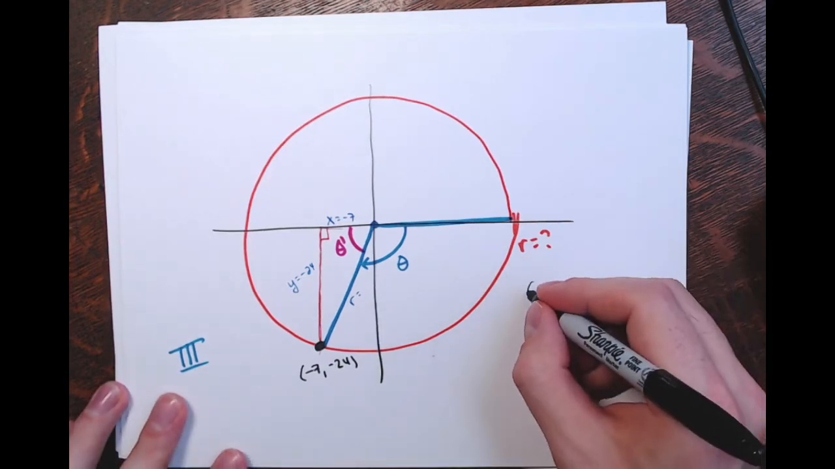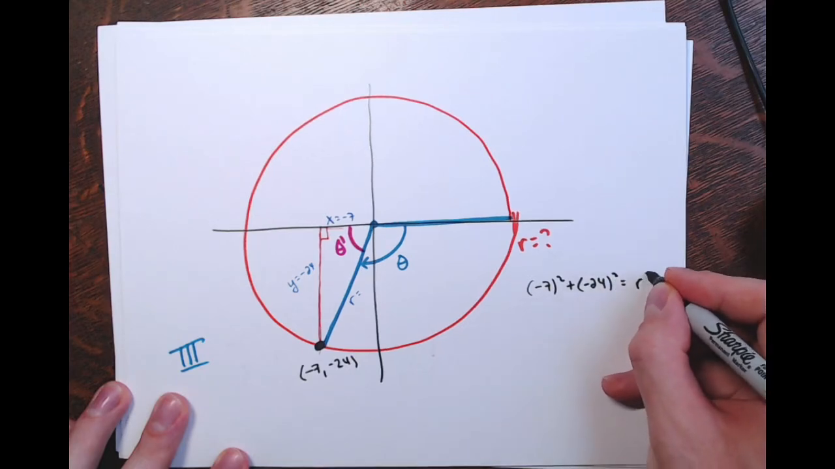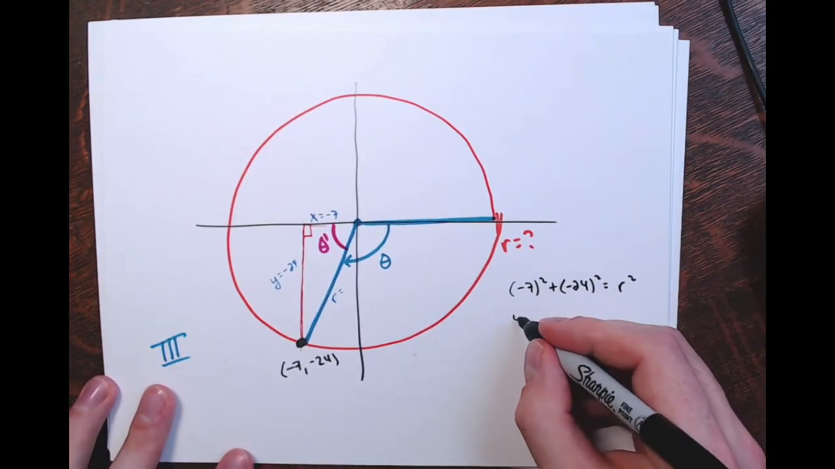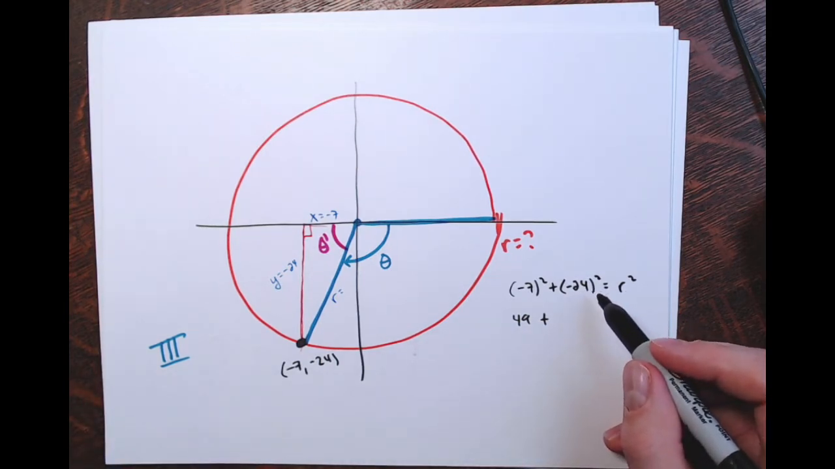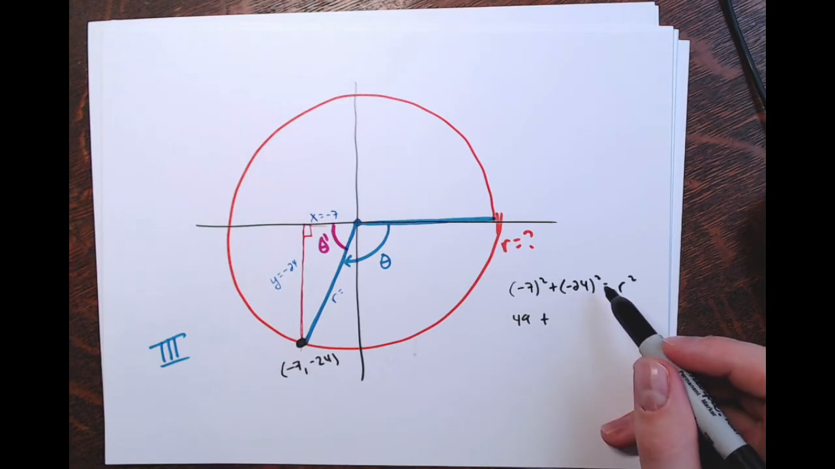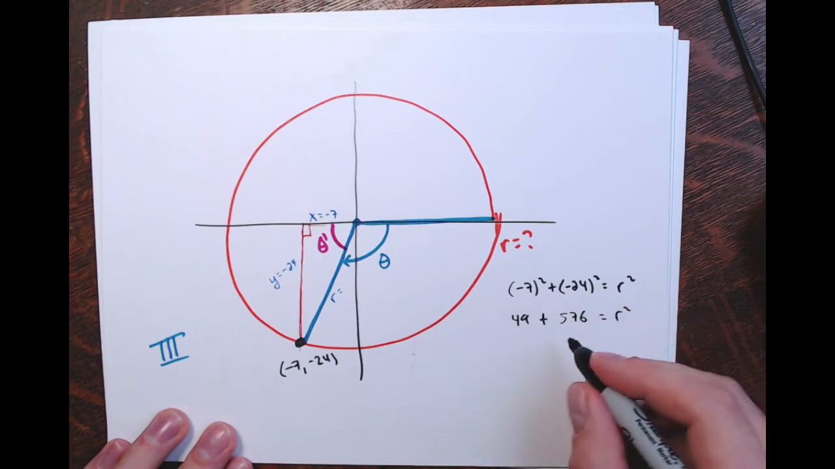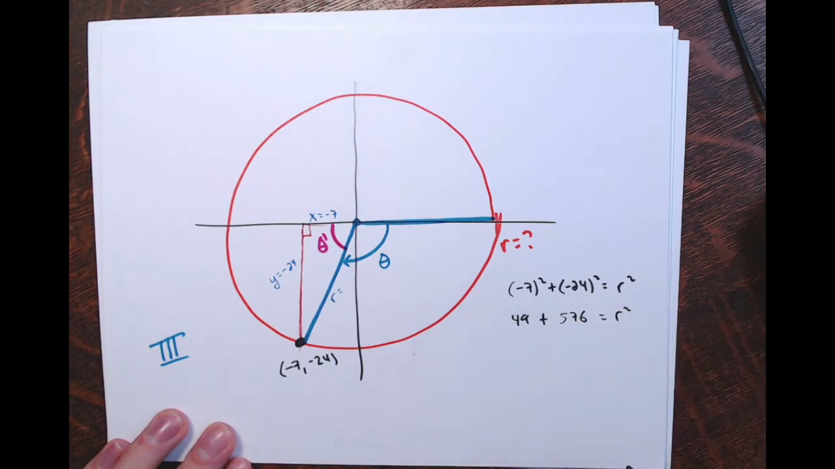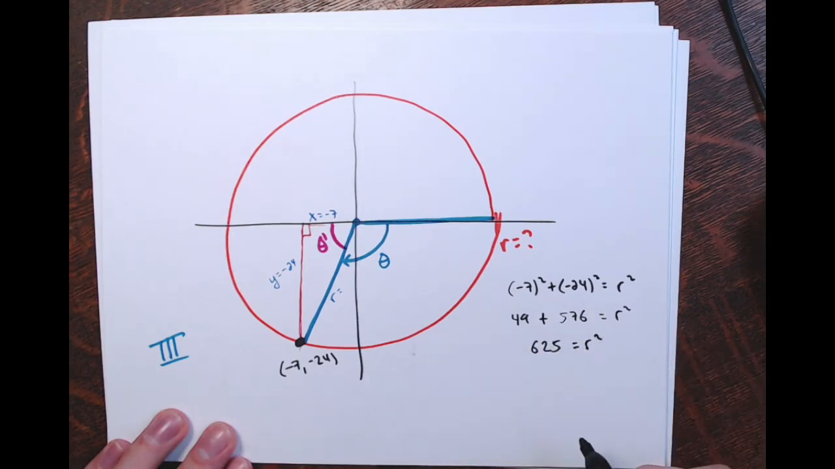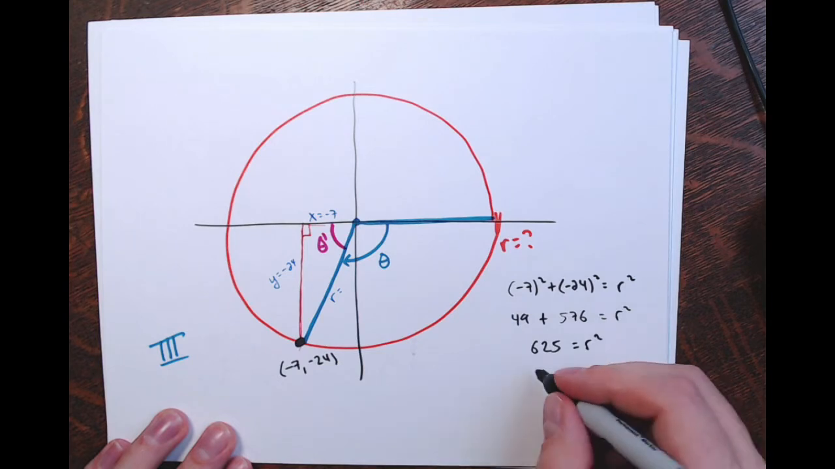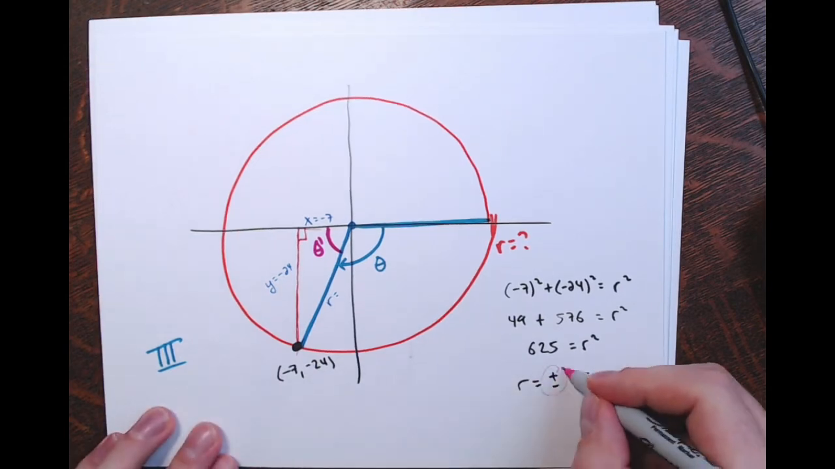So we've got -7 squared plus -24 squared equals the radius squared, the hypotenuse squared. This would be 49 plus 576 equals r squared. Adding these together gives me 625 equals r squared. And then the square root of 625 is 25. So r equals plus or minus 25. But again, we're talking about r here.